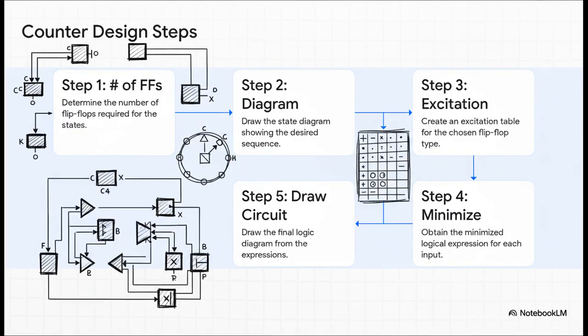Now, I know this might look super complicated, but what's so amazing is that there's a systematic 5-step recipe to build pretty much any custom counter you can dream up. You figure out how many flip-flops you need, you map out the journey from one number to the next. The real magic happens in steps 3 and 4, where you basically calculate the exact combination of logic gates needed to force those jumps to happen perfectly on each tick of the clock. It turns a creative idea into a concrete engineering blueprint.